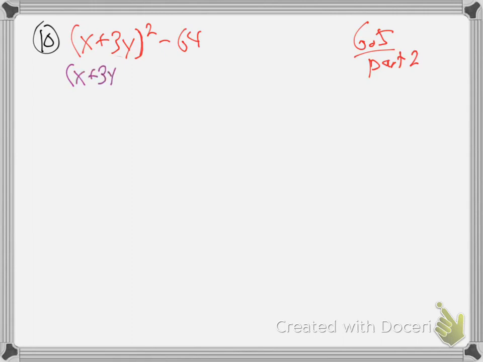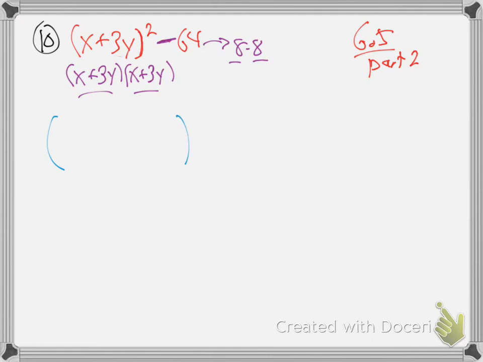Because this means x plus 3y, x plus 3y. And this 64 here is 8 times 8. So it's something twice, double, double with a minus. Double, double with a minus can be done. Double, double with plus cannot be done. The double, double minus can be done. So we can do this one.